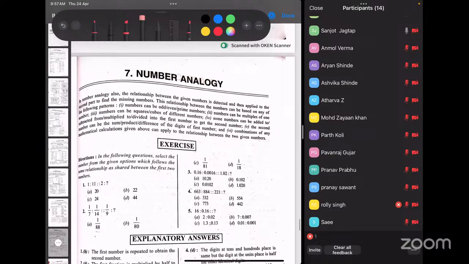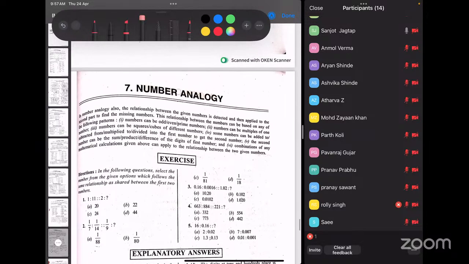So if we have 11 to 11, what will be 2 to 22? Second, 1 by 7 is to 1 by 14, then what will be 1 by 9 to 1 by 18? Option D.